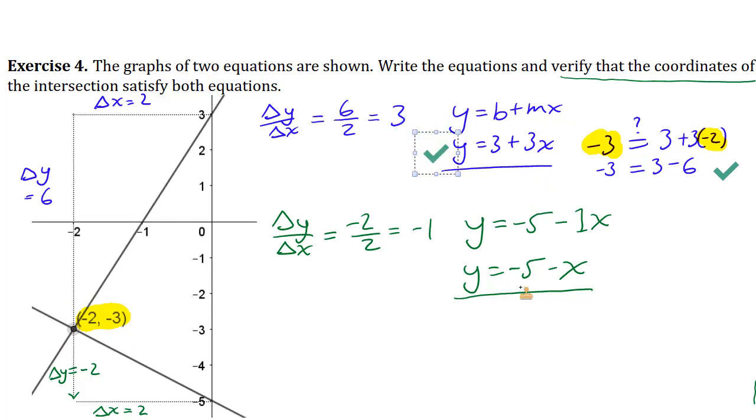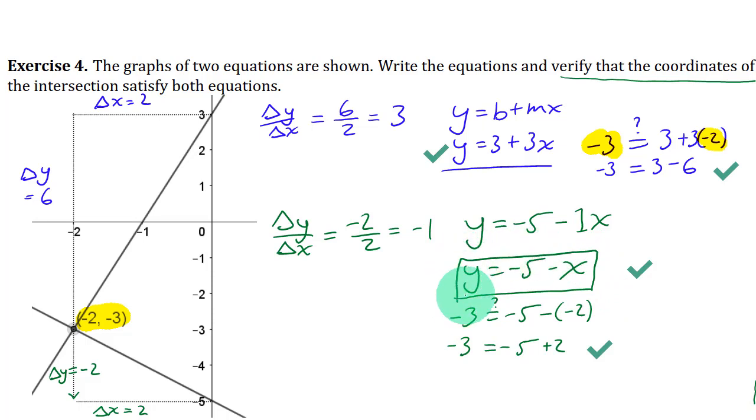Sounds good. And then with this one, we're going to do the same thing. We're going to say -3, is that equal to -5 minus -2? So it's going to give you -3 equals -5 plus 2, which is true. So yeah, so that means that one works. And this one works too. So I'm putting a box around the answers because I know they're good.